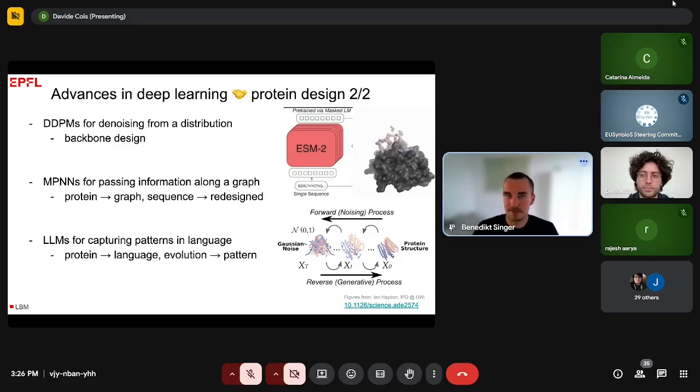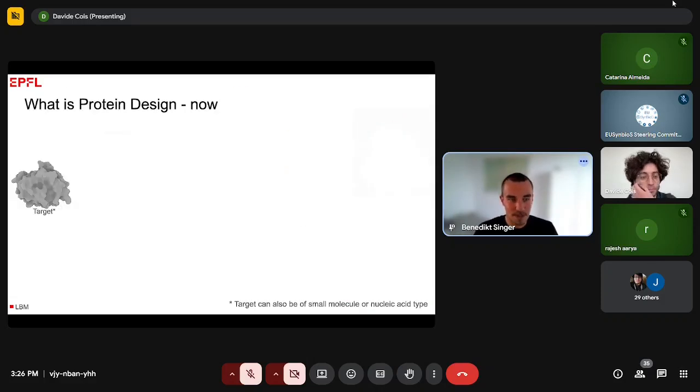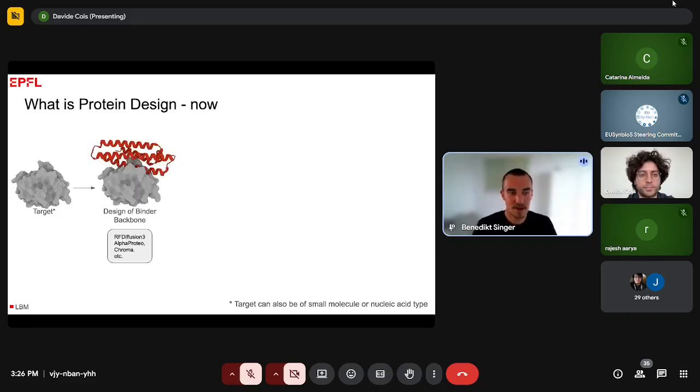Okay, next slide, please, Davida. So now, what is protein design? Instead of any protein, the conditional target input could be a small molecule or a nucleic acid. Next slide, please. We would go ahead and design the backbone of the binder, in this case the protein in red. As I said, our target could also be a small molecule or nucleic acid.